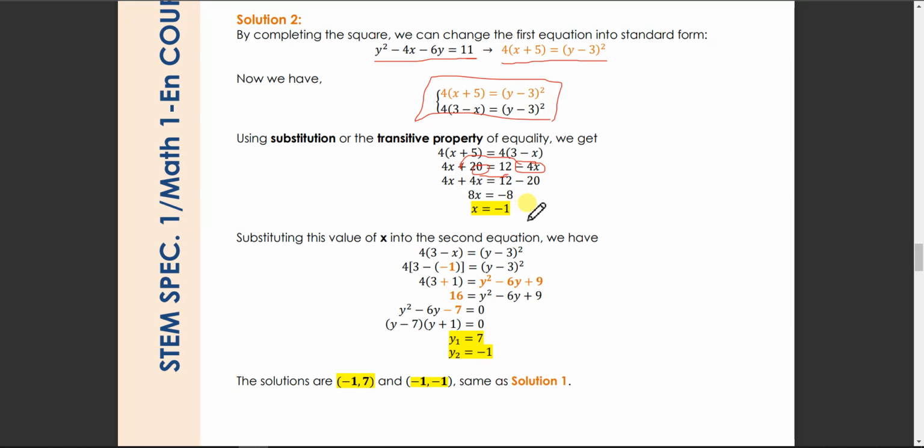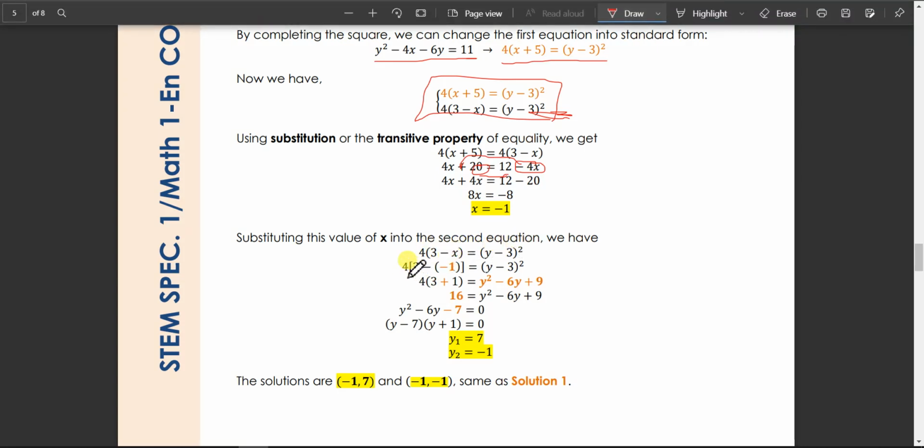So substituting this value of our x, which is equal to negative 1, to our second equation. So to solve for our y, so we have 4 times kaniya nga atong given, 3 minus x is equal to y minus 3 squared. Then our x is negative 1, so that's why we have 4 times 3 minus negative 1 na x is equal to y minus 3 squared. So negative times negative, it will become positive.